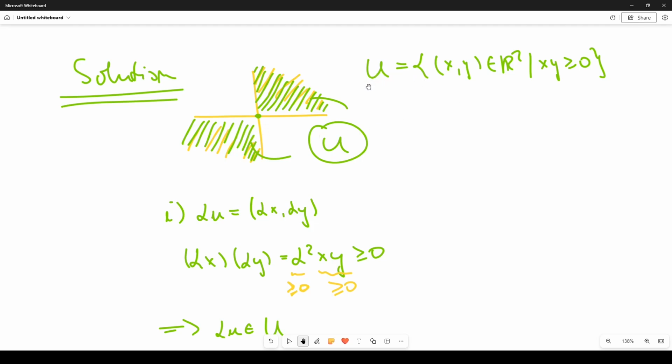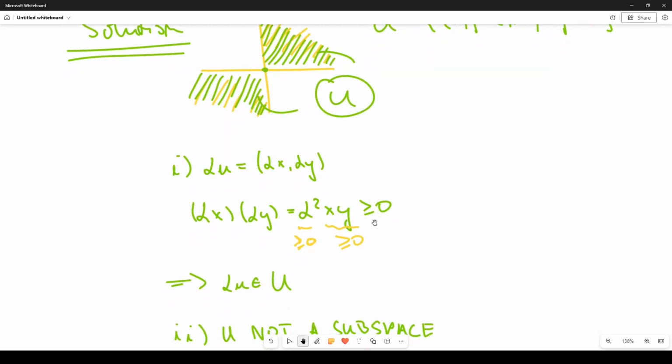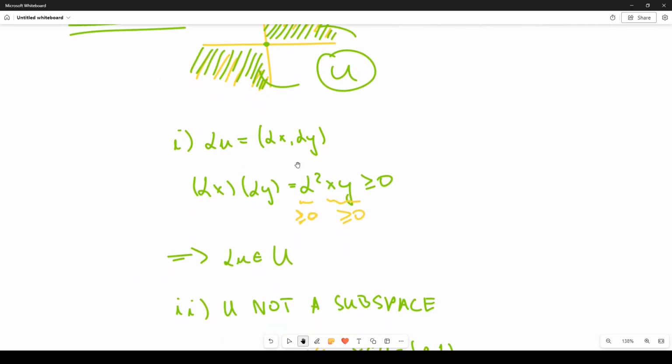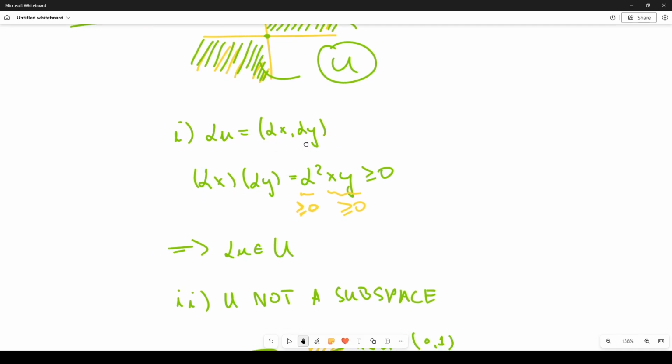So we will define U to be the set of ordered pairs such that x times y is greater than or equal to 0. And now let's verify if our set U, defined this way, satisfies the conditions that we've been provided. So let's see if it's closed under scalar multiplication. So we form the element alpha times u, where alpha is some arbitrary scalar. So this is how the coordinates of that element look. And now to test whether this element belongs to U, we multiply the coordinates, and we get the following expression.